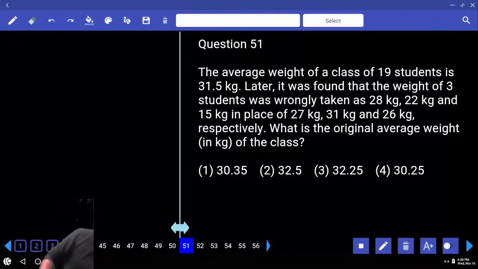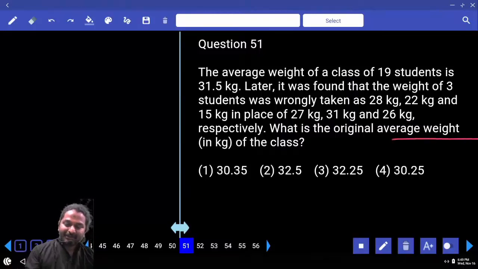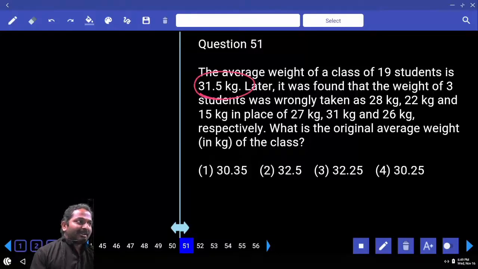The average weight of a class of 19 students is 31.5 kgs. Later it was found that the weights of 3 students were wrongly taken as 28, 22, 15 in place of 27, 31, 26 respectively. What is the original average weight of the class? What is the already average mentioned in the question?